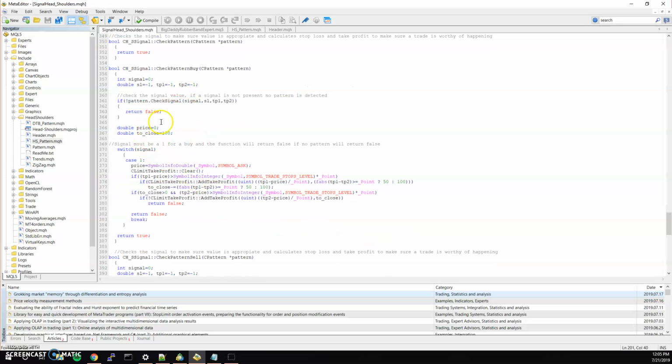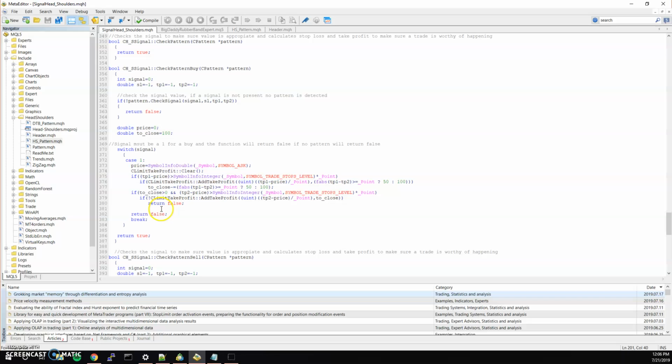Then if we do get a 1 for the signal, we have this case 1. What this case 1 is doing, for a reverse head and shoulders, is checking what the values for take profit are set to, what the values of stop loss are set to, and whether it's worthy to open a trade. Essentially, if they're not in line with the neckline, then we exit out right away because something's malformed within our pattern and we don't open a trade. And then we return false.